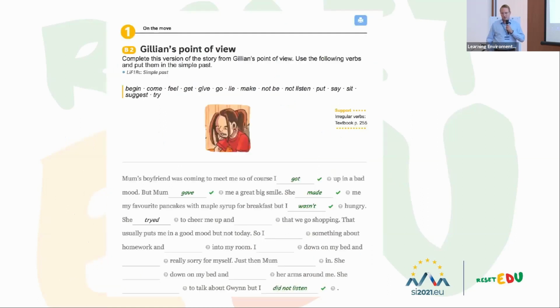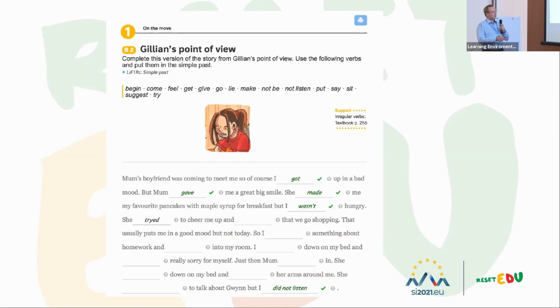Here's another example from the FeedBook. This is an exercise where you're supposed to practice the formation of simple past forms. And you can see that for the answers that have been given that are correct, a student can immediately see with the green check mark that the answer is correct.